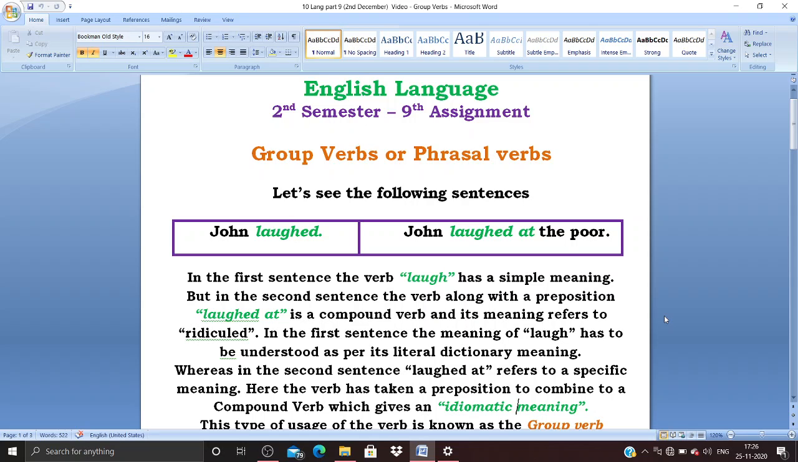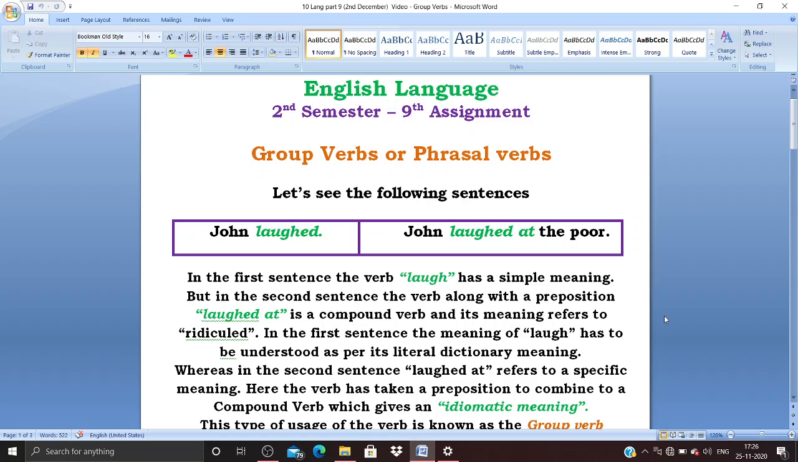Because we are not just simply using a particular verb. When you use a verb without any preposition, that is one meaning. And if you use a verb with a preposition, then the verb will remain the same, but when the preposition changes, the meaning also changes. It is in this context that we get into detail the technically called grammatical name, group verbs or phrasal verbs. So let's see the following sentences.